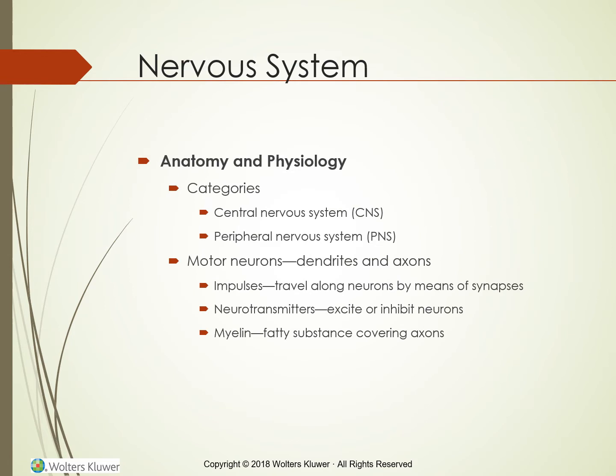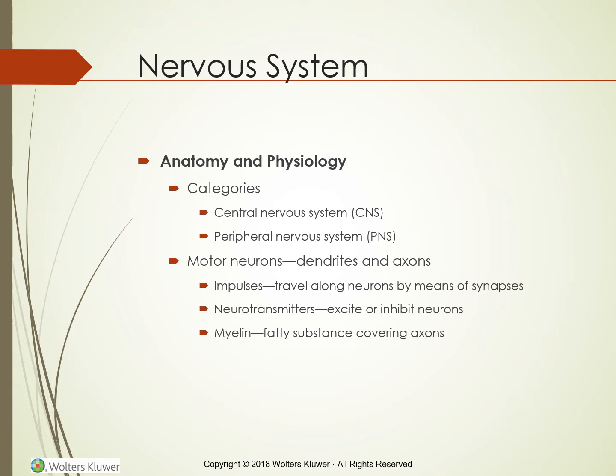Nervous system anatomy and physiology. The nervous system consists of the brain, spinal cord, and peripheral nerves. It is responsible for coordinating body functions and responding to changes in or stimuli from the internal and external environment. Changes in the functioning of the nervous system can profoundly affect the entire body.